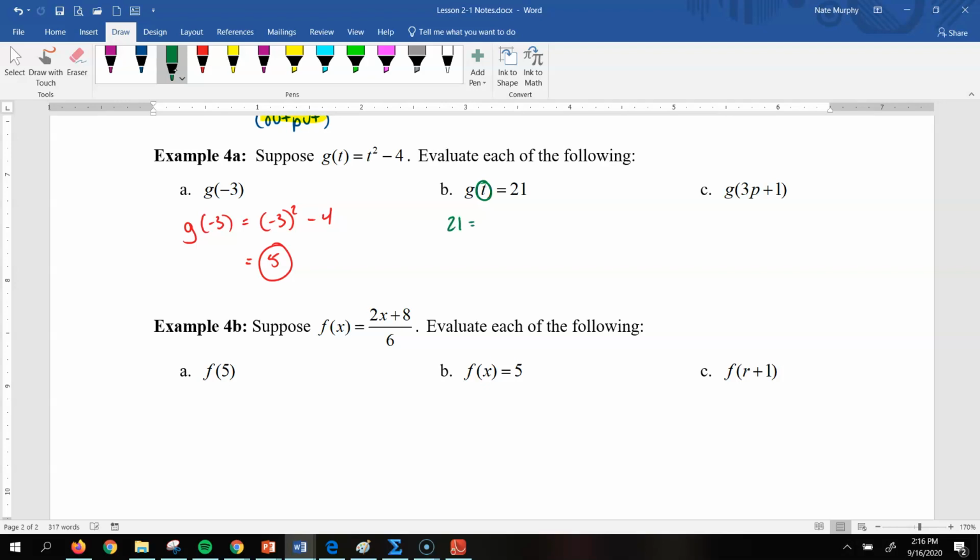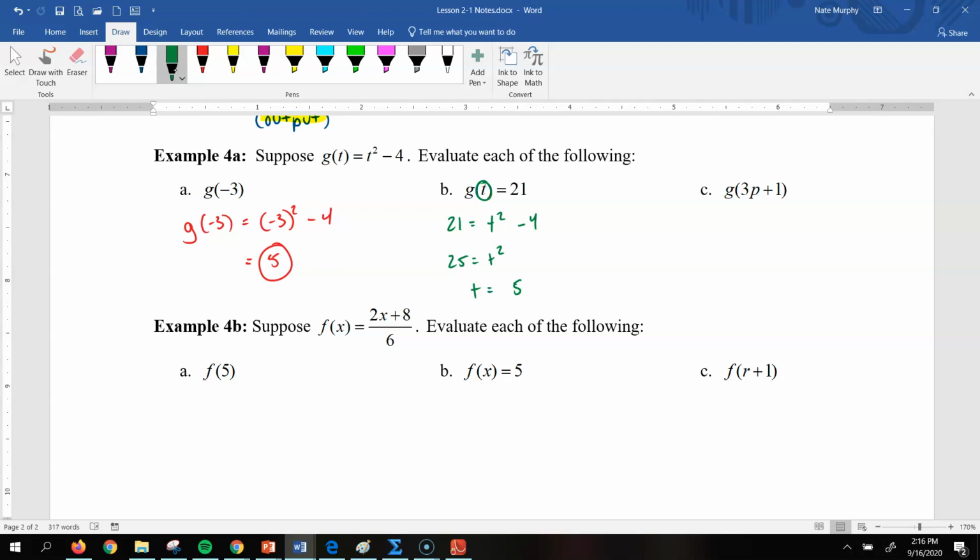So we would have this as our equation. 21 equals t squared minus 4. Now if I solve this, I would solve for t squared by adding 4 to both sides. So I'd have 25 equals t squared, or t squared equals 25. Now you might think, well, the square root of 25 is 5, so our answer is 5.